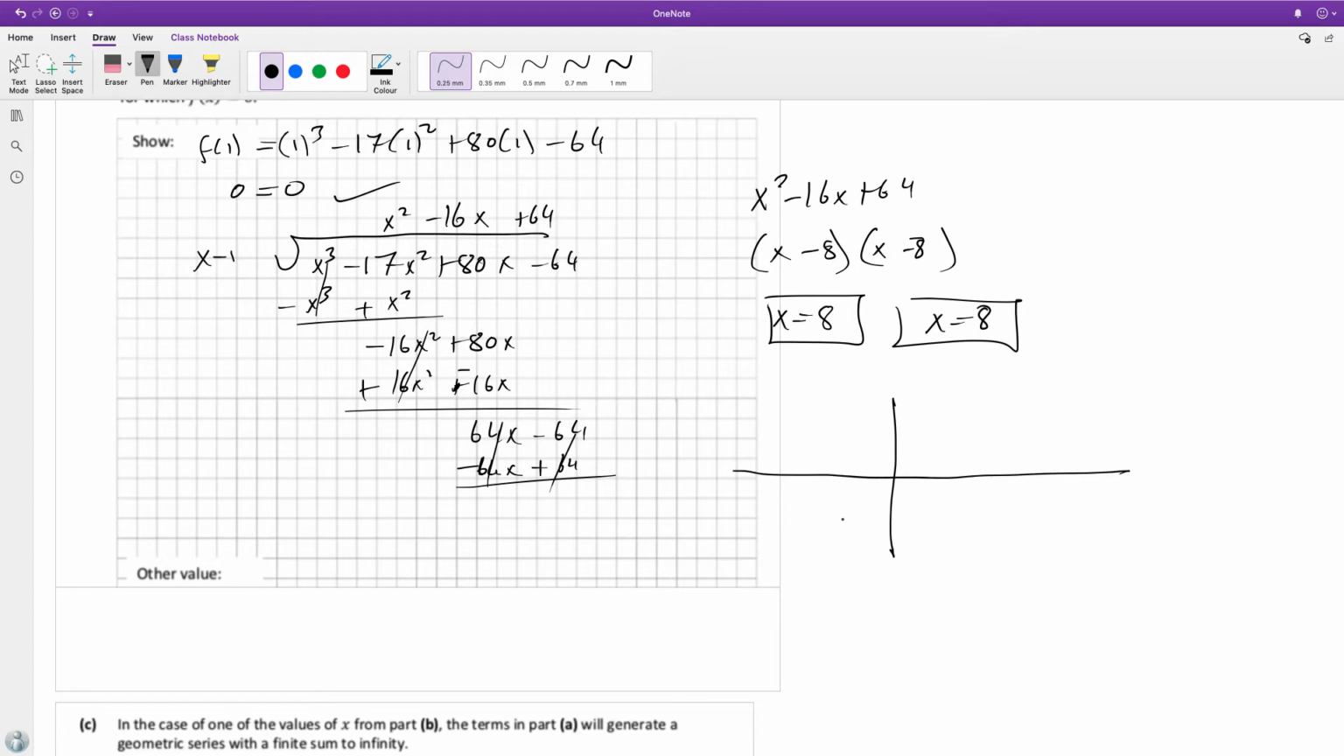So, it cuts the x-axis at 1 and 8. How many turns in it? 2 turns. How do you know it is 2 turns? It's x cubed. You should have 3 places where it cuts the x-axis. Why is it only 2?